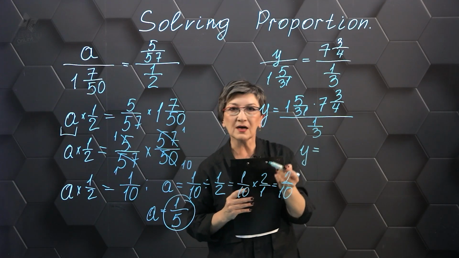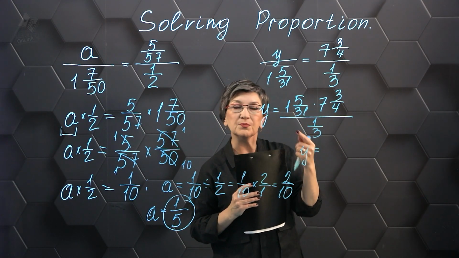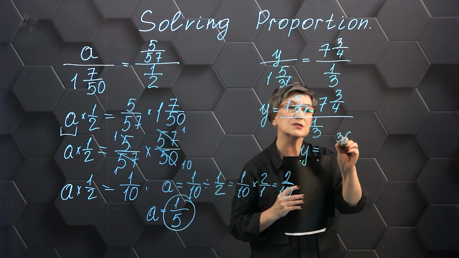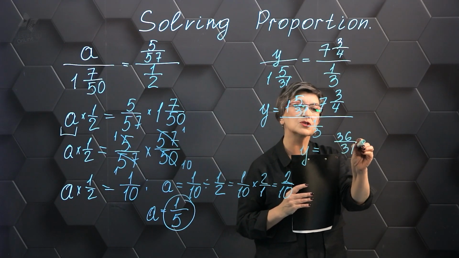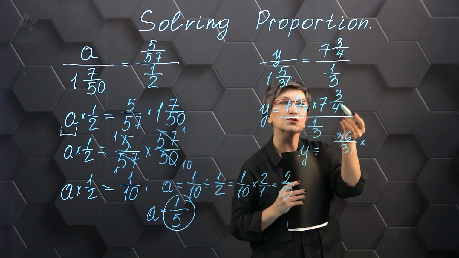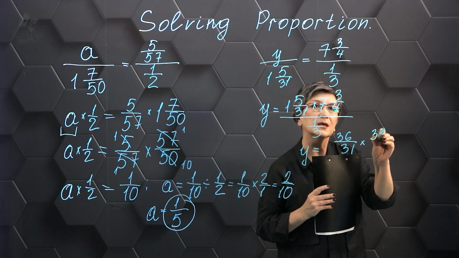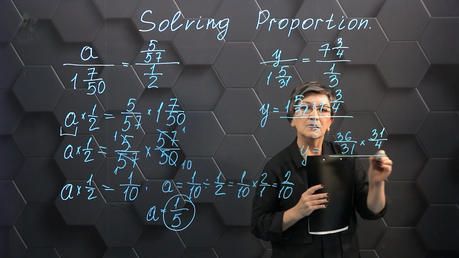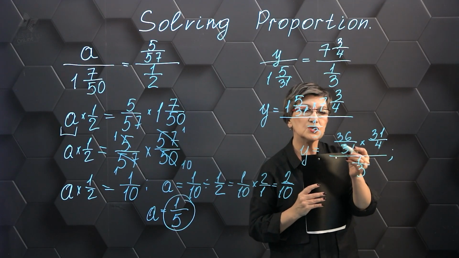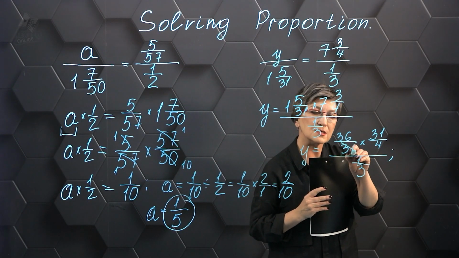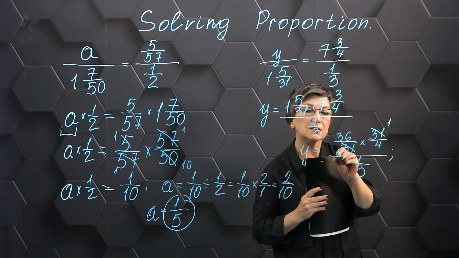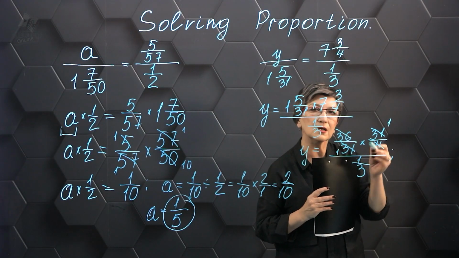We have two mixed numbers in the numerator, so I convert to an improper fraction. 1 times 31 plus 5 would be 36/31. Multiply 7 3/4. 7 times 4 is 28 and plus 3 would be 31/4. I leave 1/3 in the denominator. I'm working on the numerator. I see that I can divide 31 and 31 by 31. 36 and 4 I can also divide by 4. 1, 9.